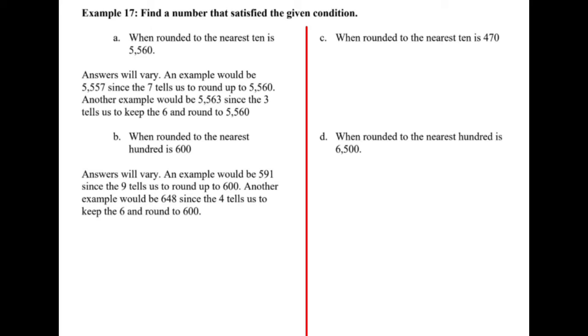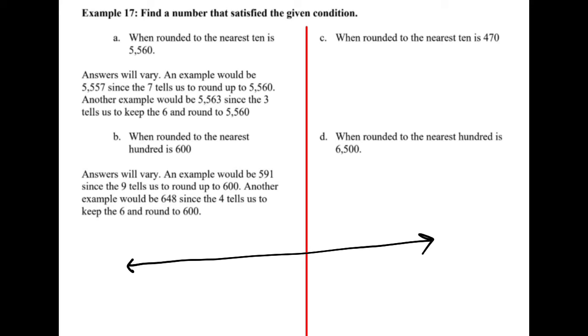So A, we want a number that when rounded to the nearest 10 is 5,560. It doesn't matter whether it was rounded up or rounded down, but it needs to be rounded to 5,560 for an answer. Okay, let me go down here at the bottom for a second. Let me show you.